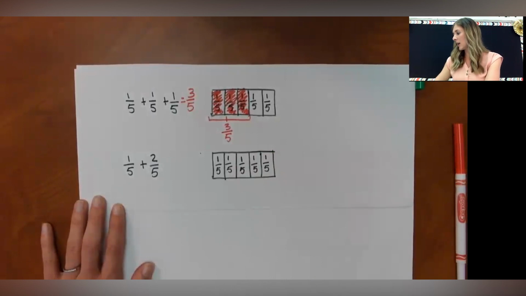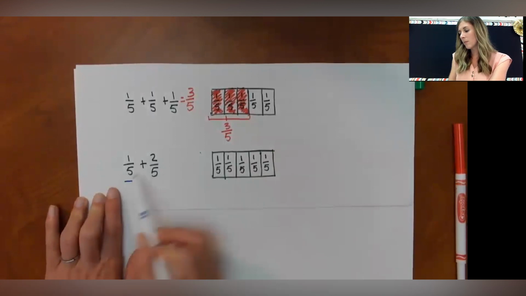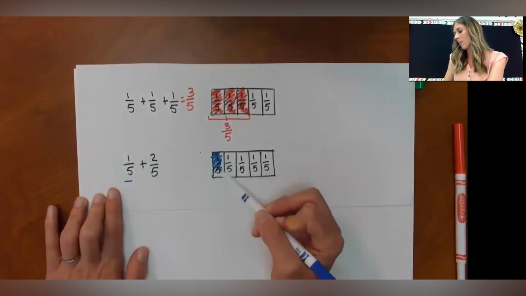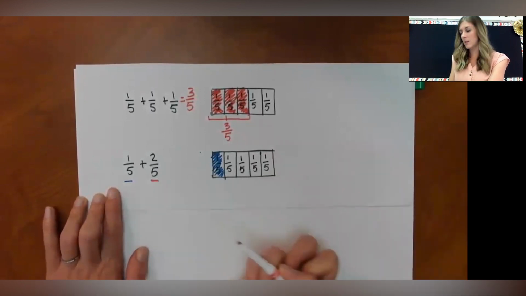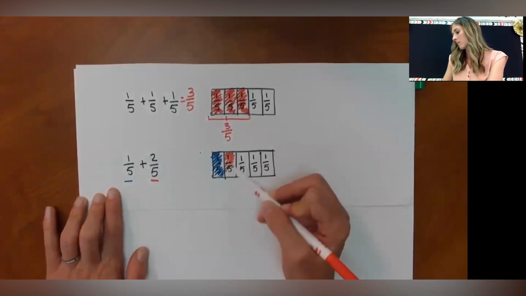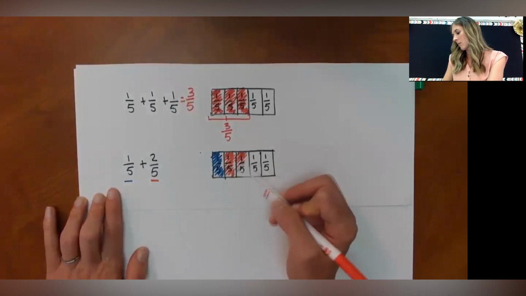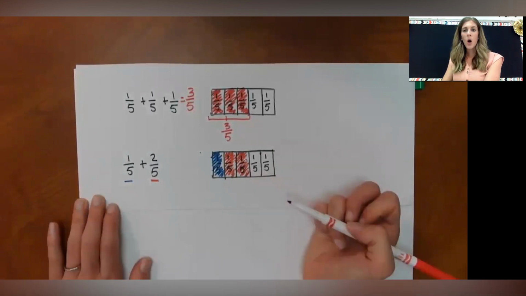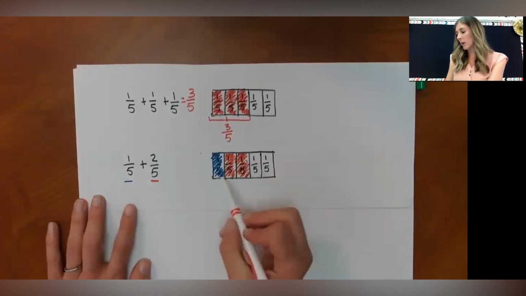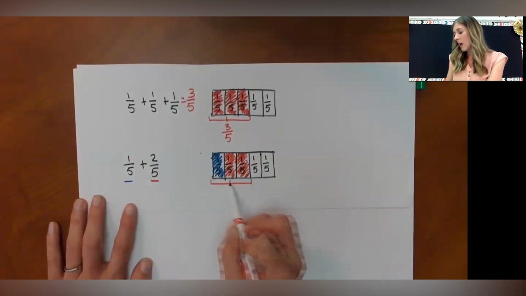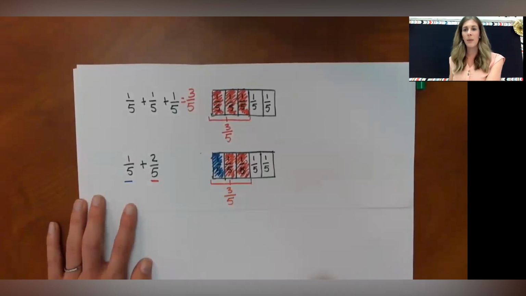And this time my shading, I'm going to shade 1/5. Plus, I'm going to shade 2/5. So altogether, how much of my whole piece is shaded? Correct, 3/5, because it's 3 of those 1/5 pieces that have been shaded all together.